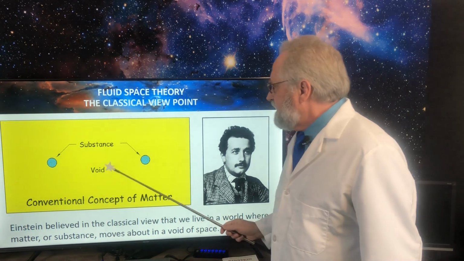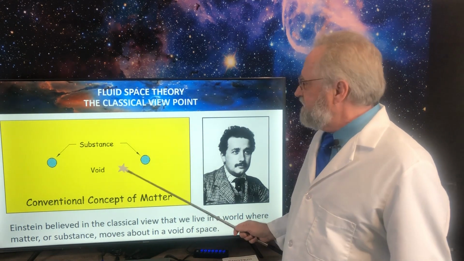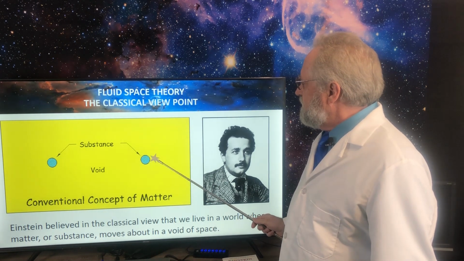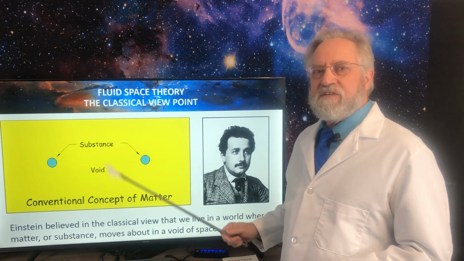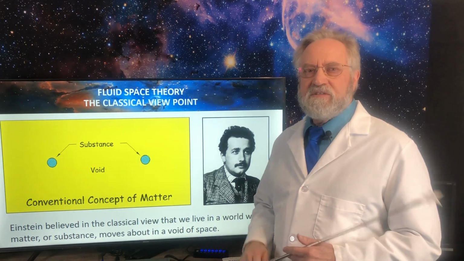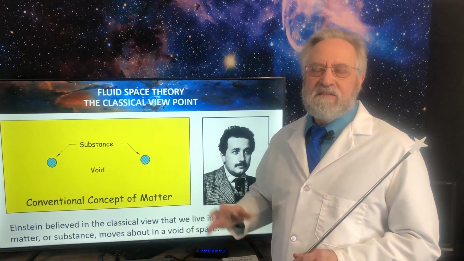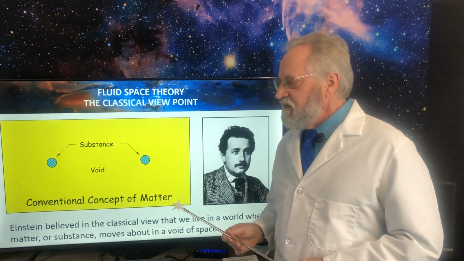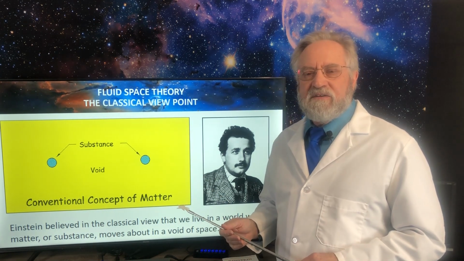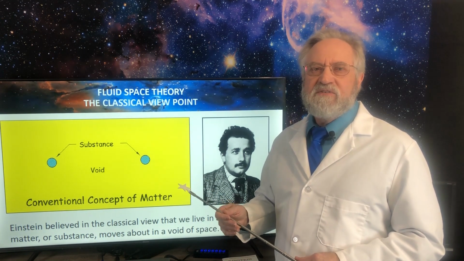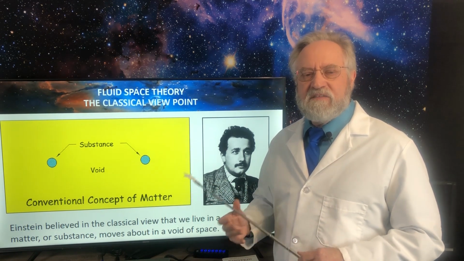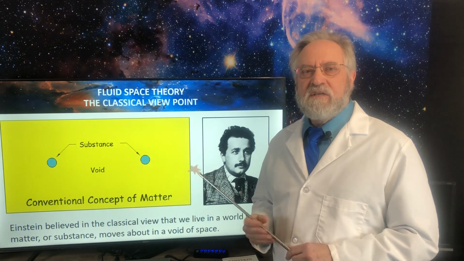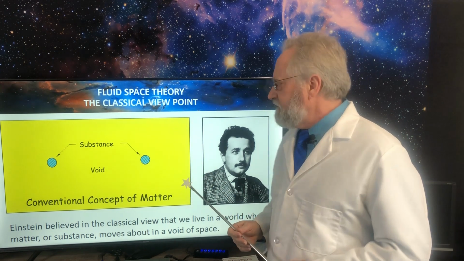Now, Einstein held to the classical belief that matter travels through a void of space. And these are two separate things. He even set up his field equation with the matter on one side, space on the other. You may have heard matter tells space how to curve and space tells matter how to move. Well, that's an example of his philosophy of the separation of space-time and matter.